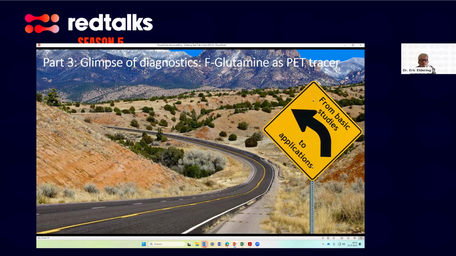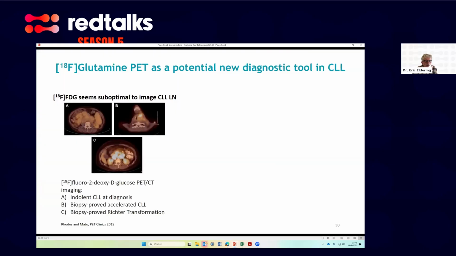I've told you already in the beginning that glutamine is important in the CLL lymph nodes. And when we were giving this talk at one time at a conference, a hematologist came to me, and she said, well, we should work together, because it's known in CLL that the standard glucose PET tracing does not work very well. And this is illustrated over here.